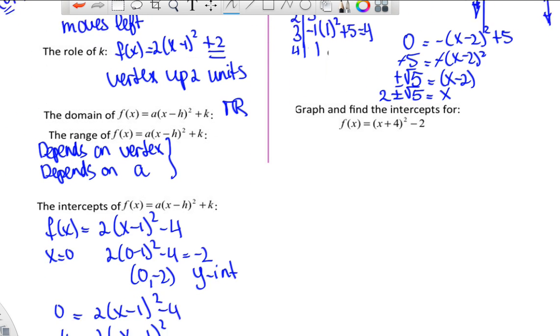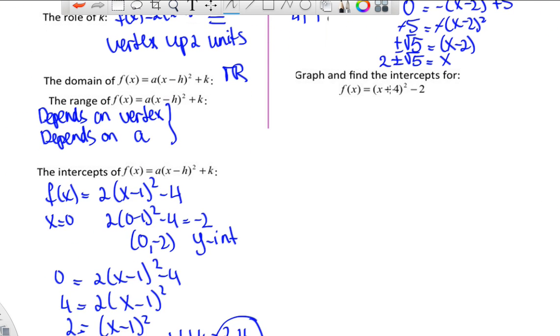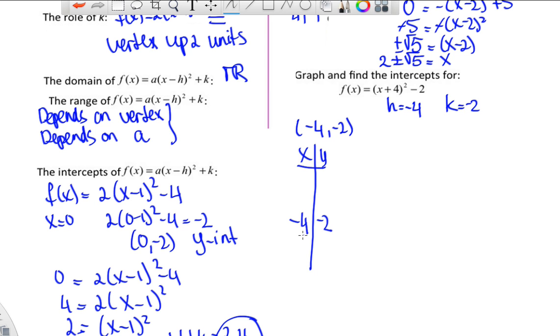Alright, one more. Graph and find the intercepts: y = (x + 4)² - 2. So same thing, I would identify h first. Keep in mind that if that's a plus 4, it's a minus 4. k is -2. So that means that the vertex is at (-4, -2). So when I make my table, I'm going to plug in -4 right there, and -2 there. That means I need to plug in, like, what happens at -3, and -5, and then maybe at -2, and then -6.